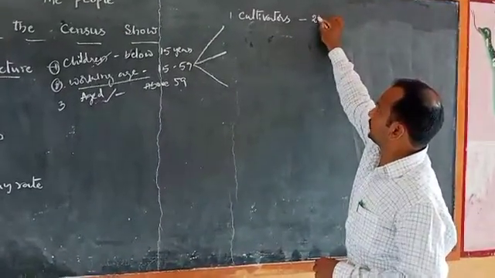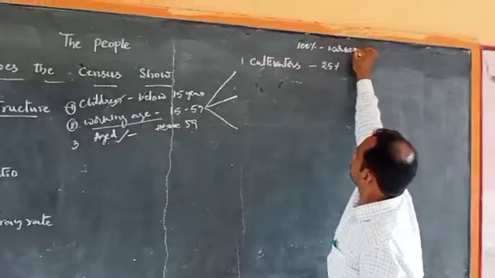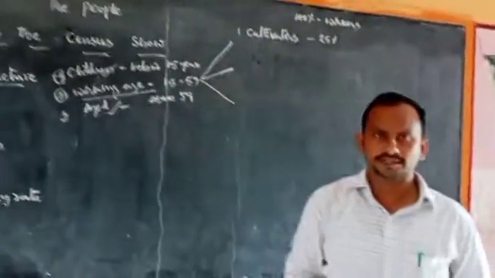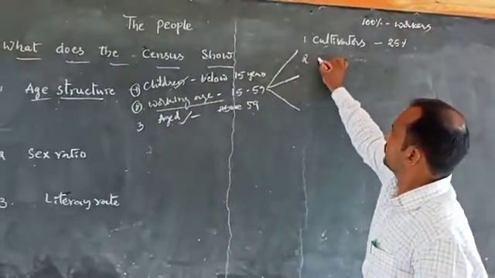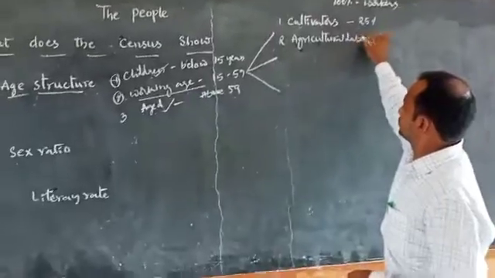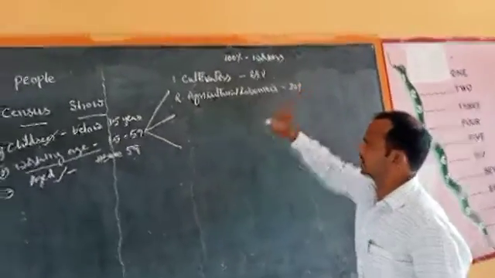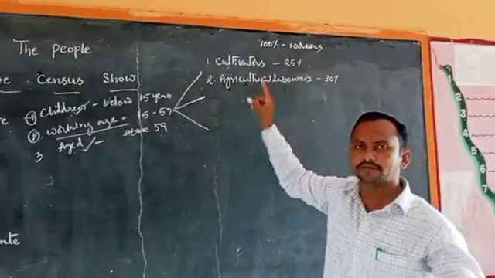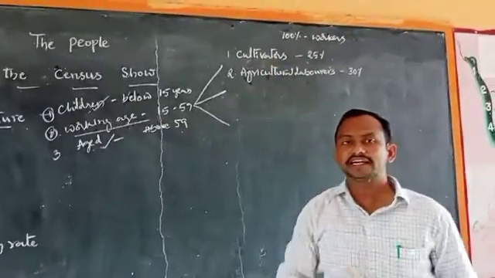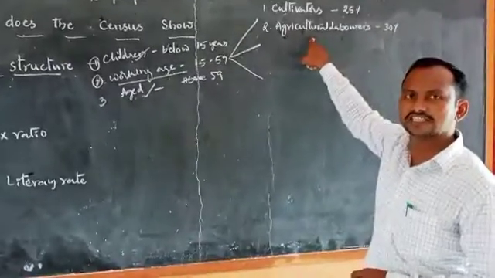Their percentage is 25%. Out of 100% of the working population, 25% are cultivators. It means they are the farmers. Second one, agricultural laborers. Agricultural laborers, their percentage is 30%. Agricultural laborers means they don't have their own land. These agricultural laborers do the work in the land of the cultivators to get wages. Wages means getting money for daily needs. They are known as the agricultural laborers.